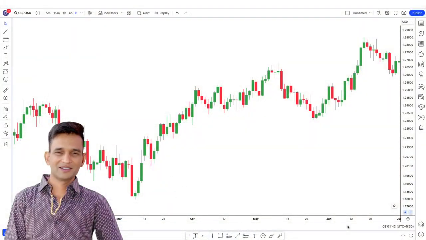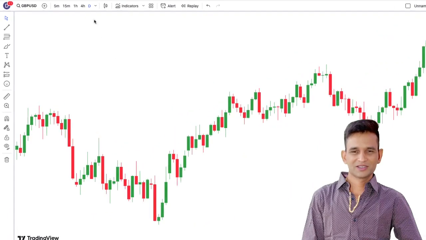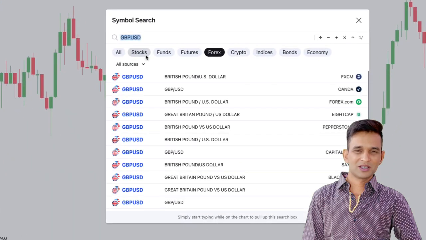Alright, as I said, this is a 5-minute scalping strategy. So here we set the chart time frame on 5 minutes. This is the price chart of GBP to US dollar, but no limitation on this, and you can use this trading strategy on any other asset or market, whether it's Forex, crypto, or stocks.